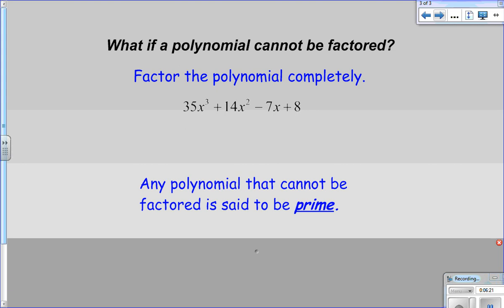But before we start listing lots of polynomials as prime, we're going to learn multiple techniques to factor besides just using the GCF. So for right now, every polynomial that you'll see will be factorable, but later in the unit you'll begin to see more and more polynomials that are indeed prime.